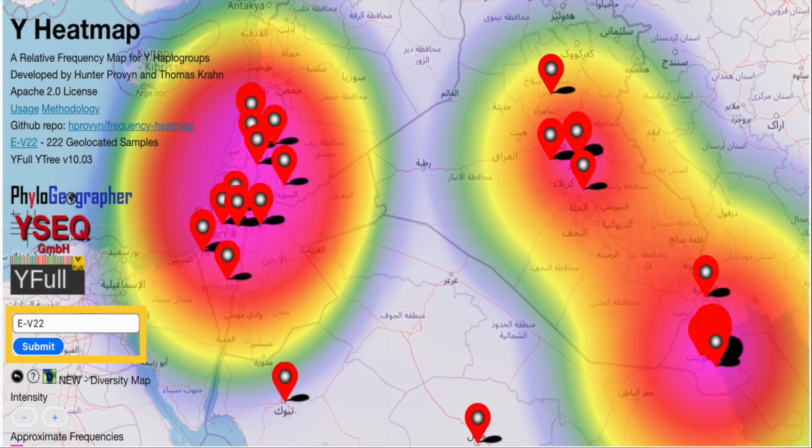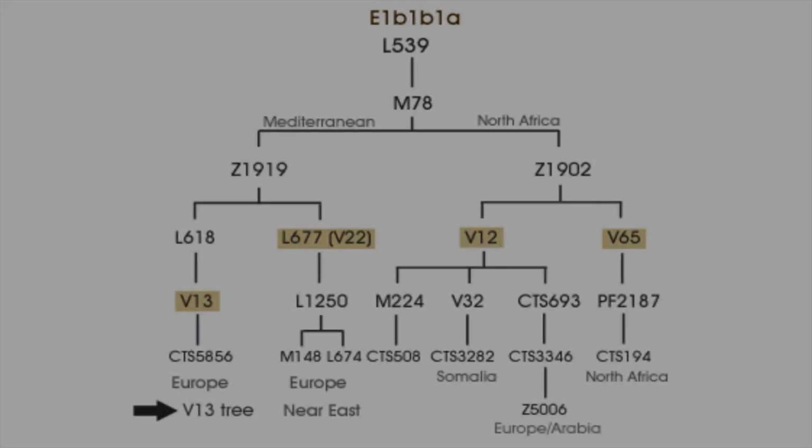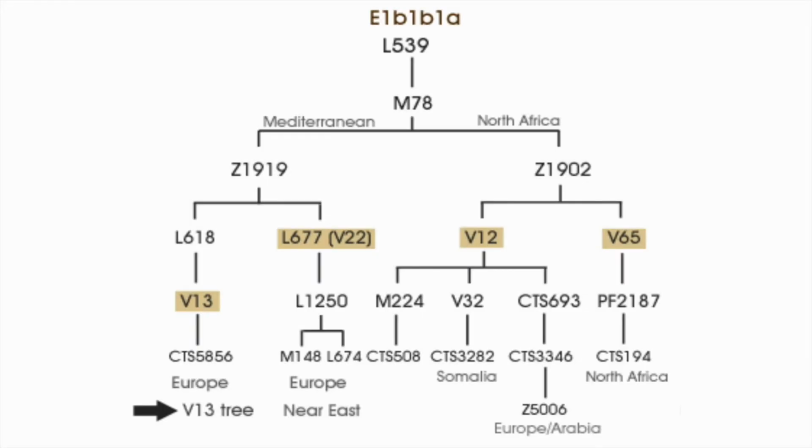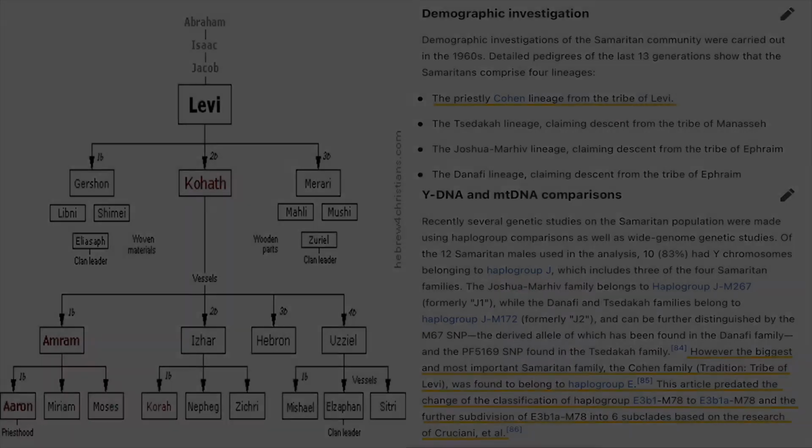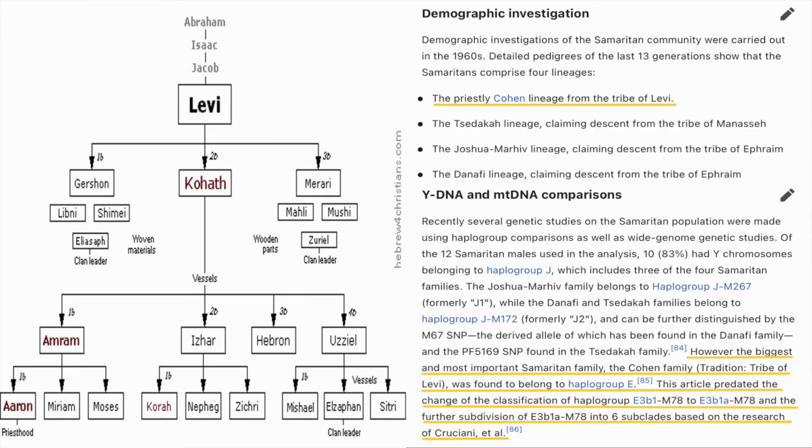So as I stated before, E-V22 is found heavily within Mesopotamia, or modern-day Iraq, as well as in modern-day Israel, specifically among Jewish populations. E-V22 is actually a downstream of E-M78. Therefore, Abraham, Isaac, and Jacob and Levi could be a downstream of E-V22. The priestly Cohen lineage from the tribe of Levi, the biggest and most important Samaritan family, the Cohen family, tradition, tribe of Levi, was found to belong to haplogroup E.